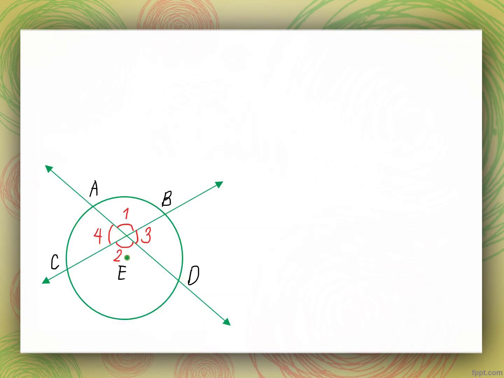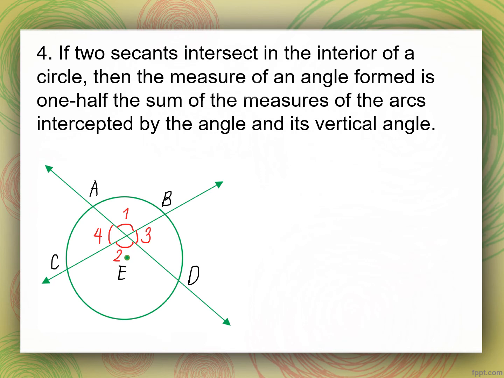Okay, let's have the fourth one. This is second to the last. If two secants intersect in the interior of a circle, then the measure of an angle formed is 1/2 the sum of the measures of the arcs intercepted by the angle and its vertical angle. So take a look at the given figure here. This is circle E. We have two secants here, secants AD and BC, and they intersect at the interior of circle E.